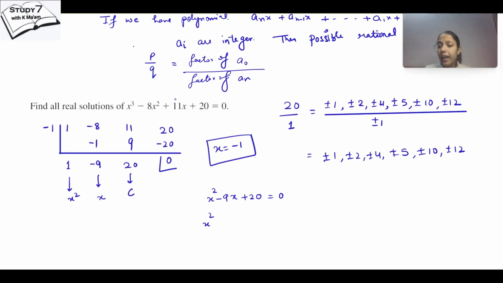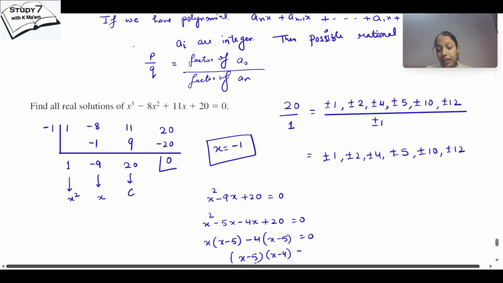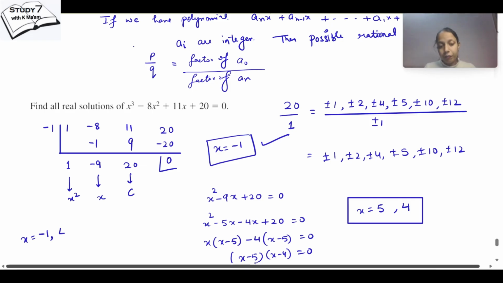5 4s are 20 and 5 plus 4 is 9. So x square minus 5x minus 4x plus 20. I take x common, minus 5. Then I take negative 4 common, x minus 5. X minus 5 is one of the factors, x minus 4 is the other factor. So if you solve it, you will get either x is 5 or x is 4. You got two values from this, one value from this. So total roots are negative 1, 4 and 5 are the values of x. Done.